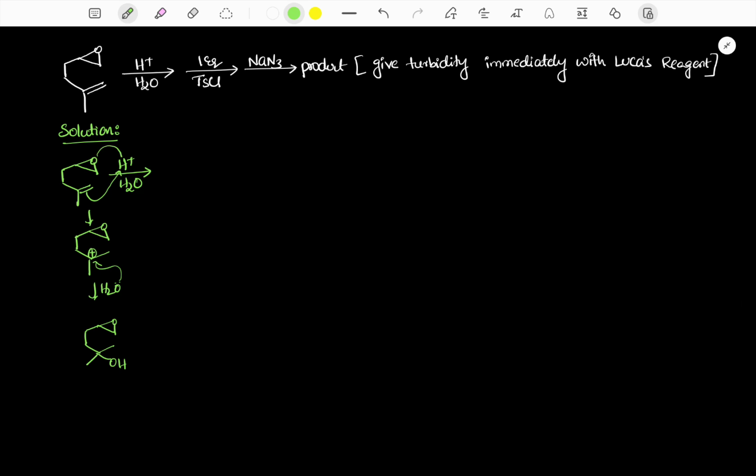Another possibility is the O lone pair attracts the proton, forming the corresponding oxonium ion. Now the alkene itself acts as a nucleophile. Alkene attacks at this carbon, the stable carbocation. Ring opening takes place. Therefore the corresponding structure is stable C+. Now it reacts with water and forms the corresponding product like this.